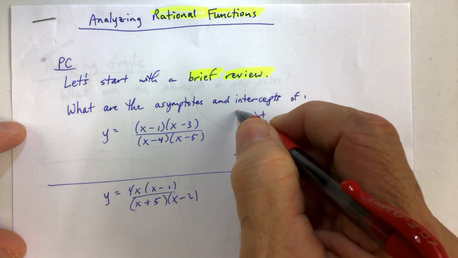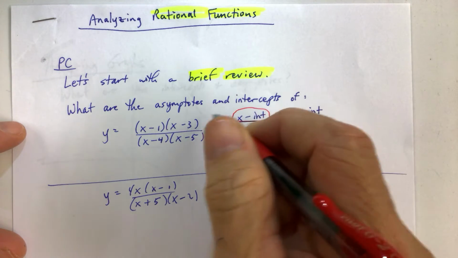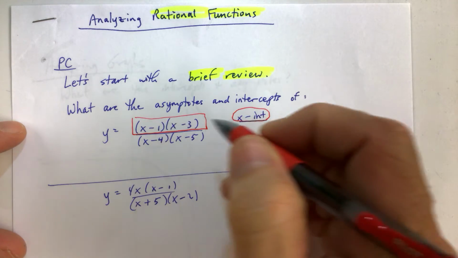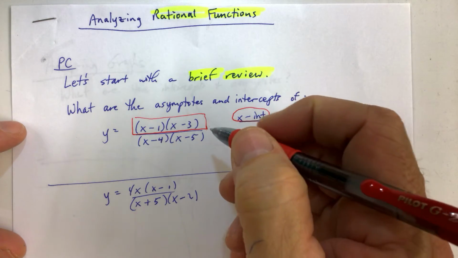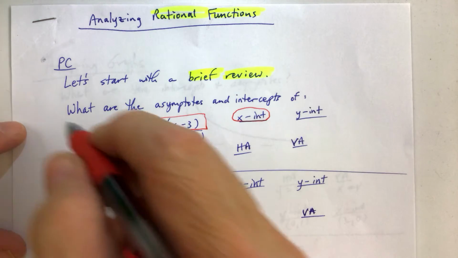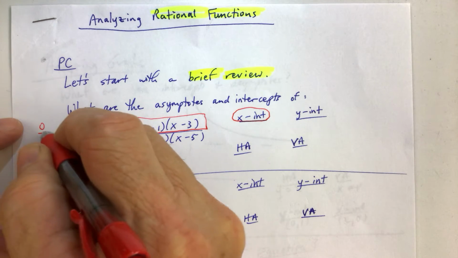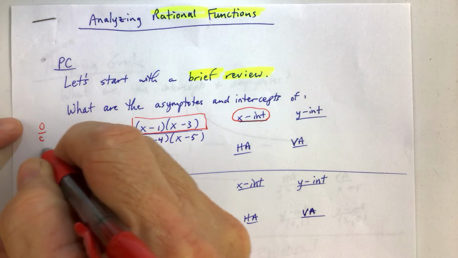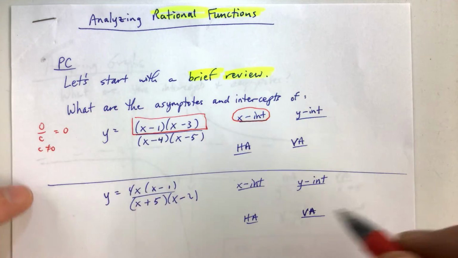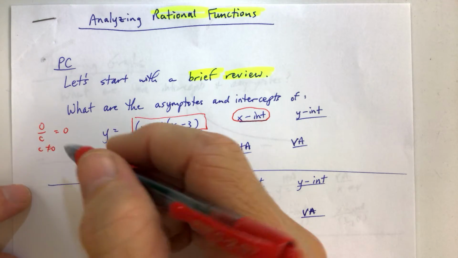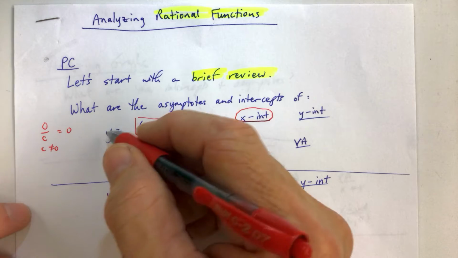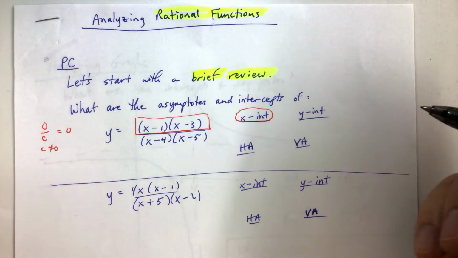Where do we find our x-intercepts? Just like when we found our x-intercepts when we were dealing with polynomial functions, whatever makes the numerator equal to 0. 0 divided by any non-zero number is just going to be 0. So that's one of the key things. 0 divided by any constant where the constant is not equal to 0 is equal to 0. 0 divided by 1, 0 divided by 10, 0 divided by -2, or whatever is 0. When y equals 0, that's when we have x-intercepts.